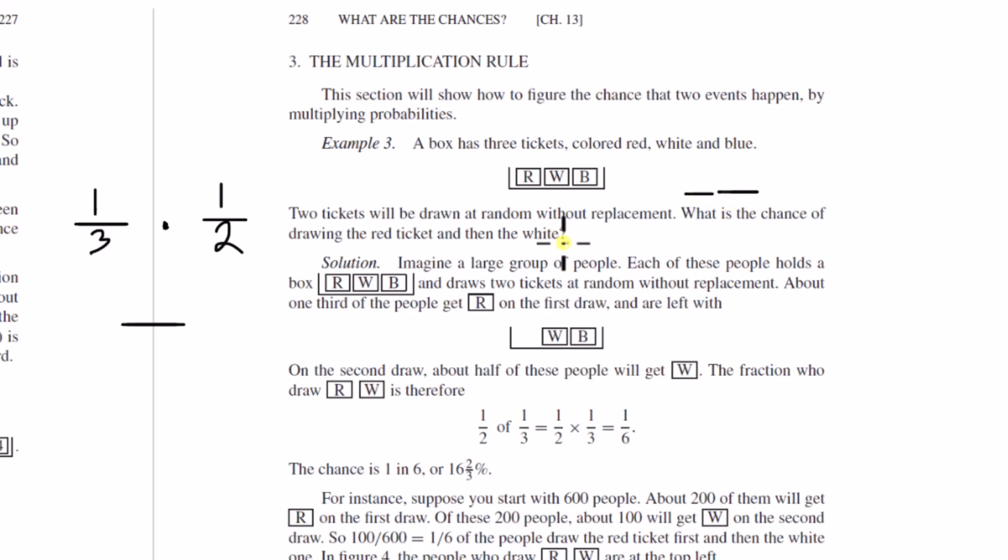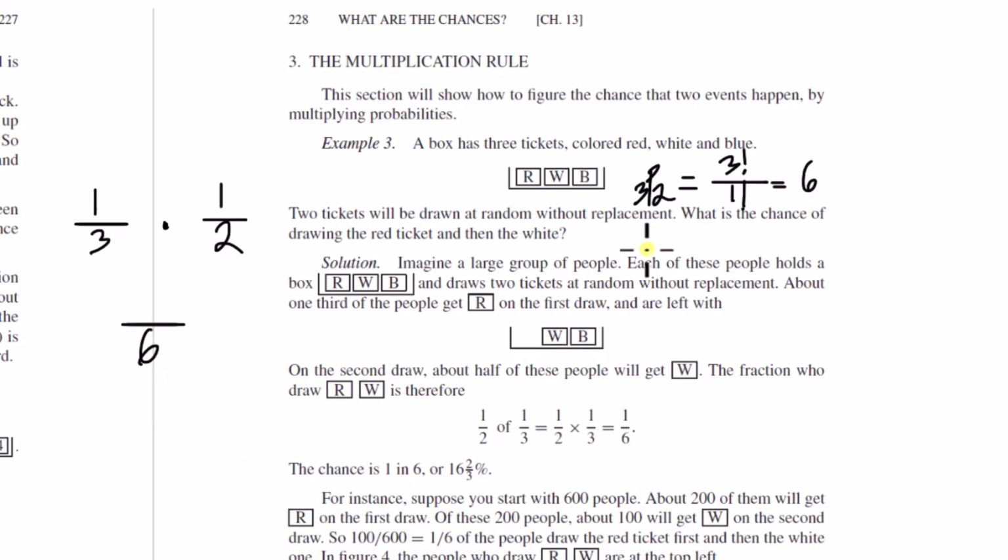And order matters. So what's the total number of possibilities here? We could do a red then white ticket, a white then blue, a red then blue, a blue then red. It's 3P2 is what it is. It's just a permutation, right? And that's going to be 3 factorial over 1 factorial, that's 6.